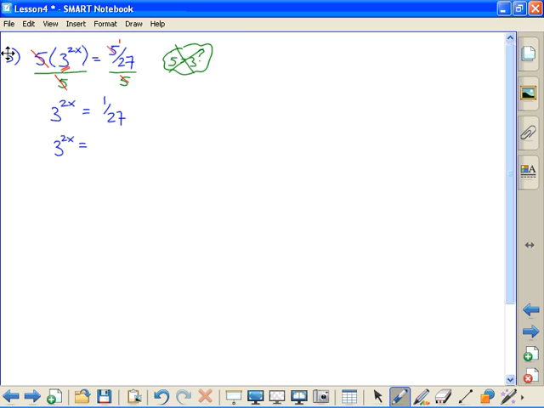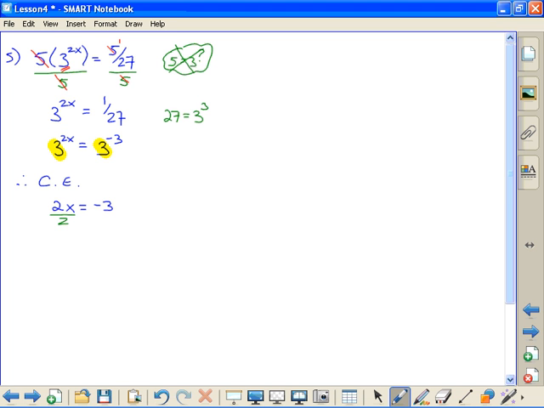I kind of like that because I know the 27 can be written as base 3. So life is getting better. I know that 27 is equal to 3 cubed. 3 times 3 is 9, times 3 is 27. I'm going to have to make it a negative 3, though, for my exponent, since the 27 is in the denominator. So now, because I have two bases which are the same, I can now get rid of the bases. I can look at the exponents. So therefore, comparing exponents, 2x equals negative 3.